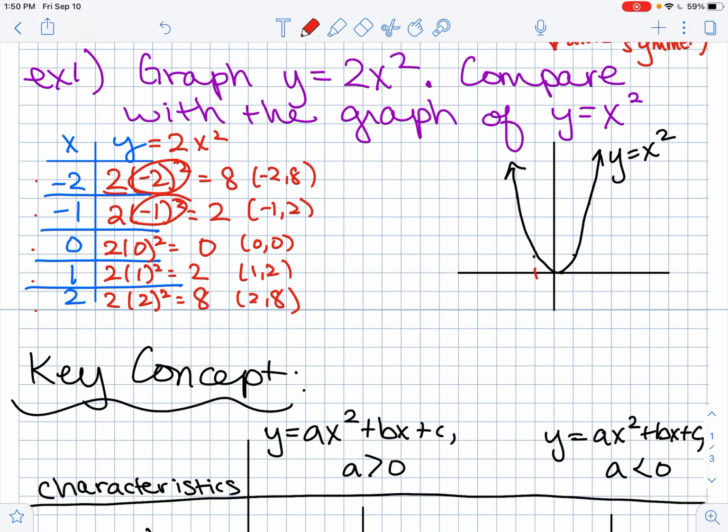-2, 8, so here's -2, up 1, 2, 3, 4, 5, 6, 7, 8. -1, up 2, 0, 0, 1, 2, and 2, 8. And let's draw that shape. We see that it's skinnier than the other shape, and mainly that's because of this 2. It gives it a vertical stretch, but we'll talk more about that later.